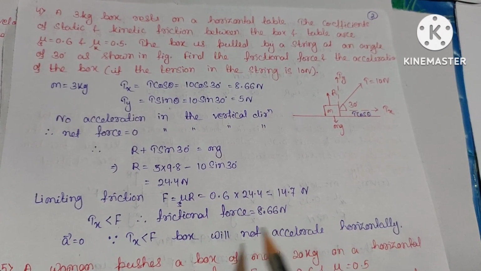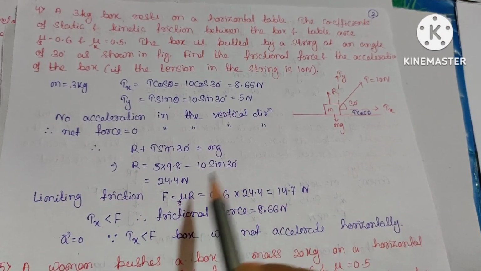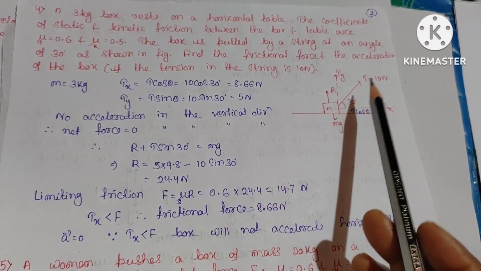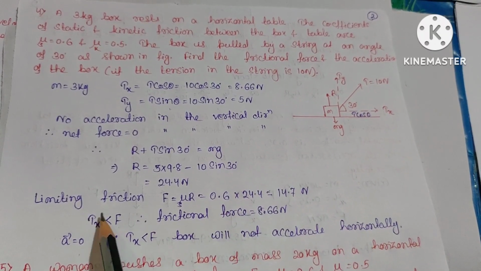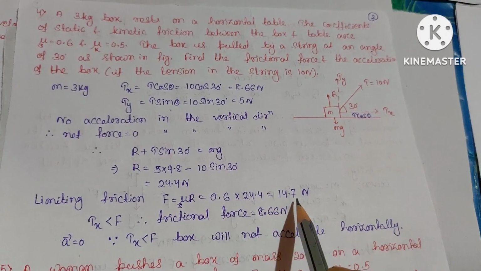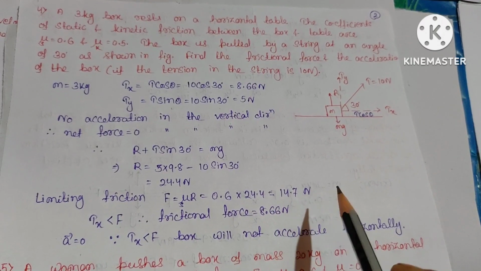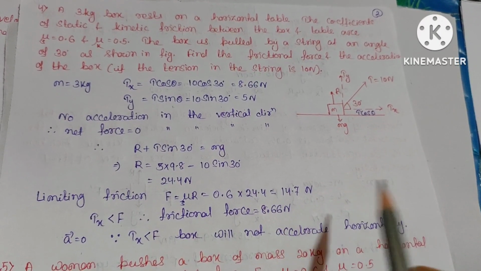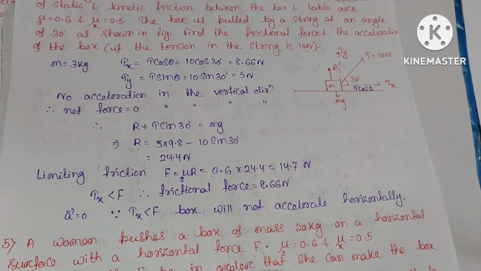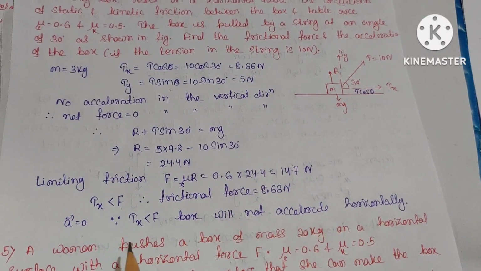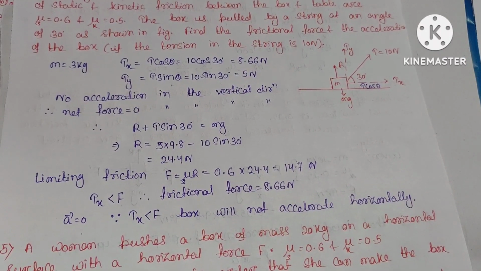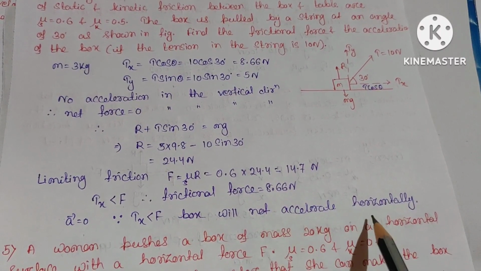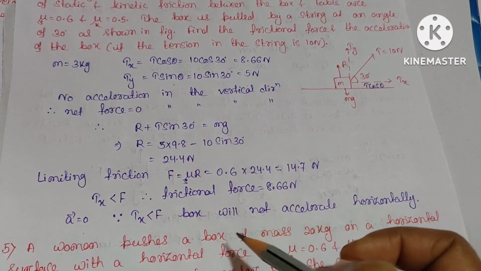Acceleration will be 0 because the force that we have applied, the tension, is 10 Newton, but the limiting friction is 14.7 Newton. We have already discussed that kinetic friction is always slightly less than the limiting friction. So this Tx is less than F, so the box will not accelerate horizontally. If the box will not accelerate horizontally, it means acceleration is 0.